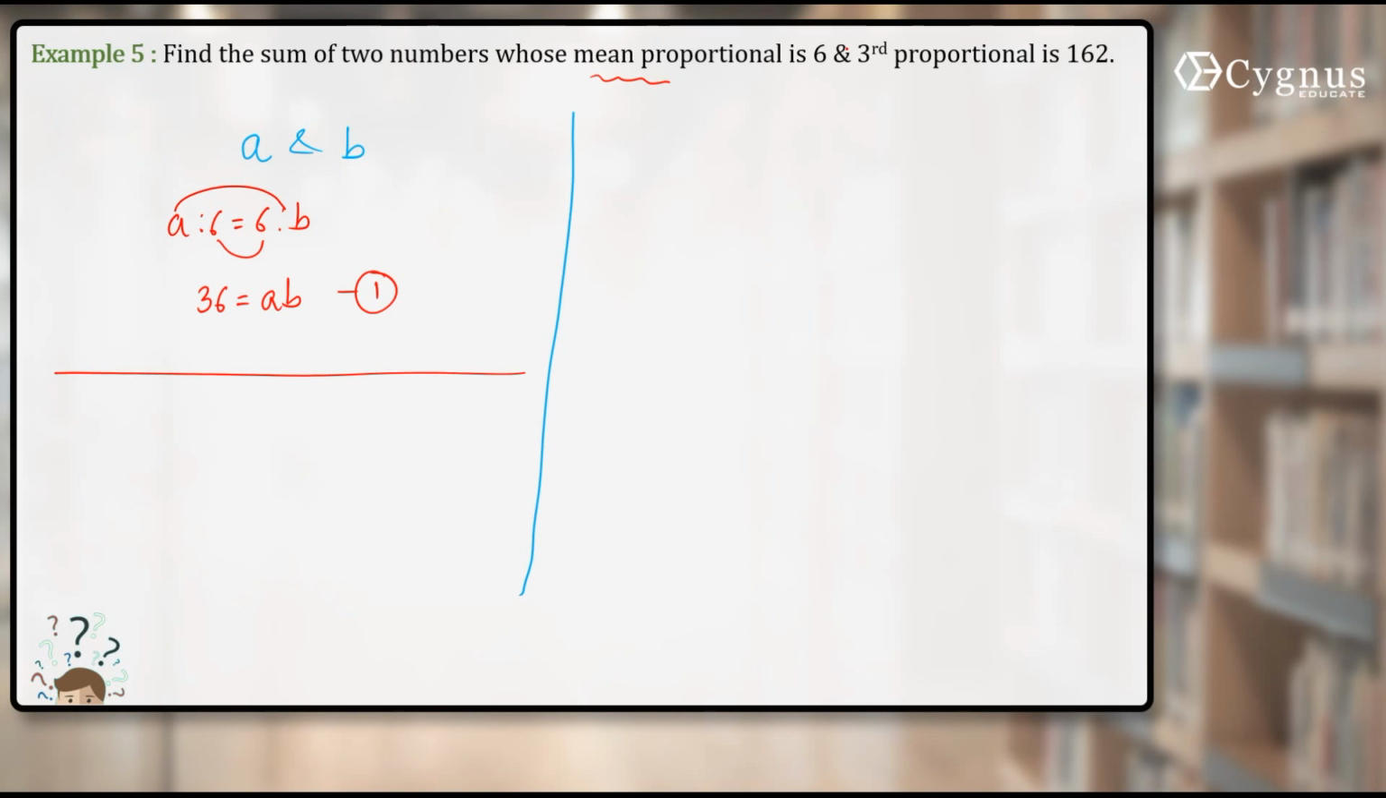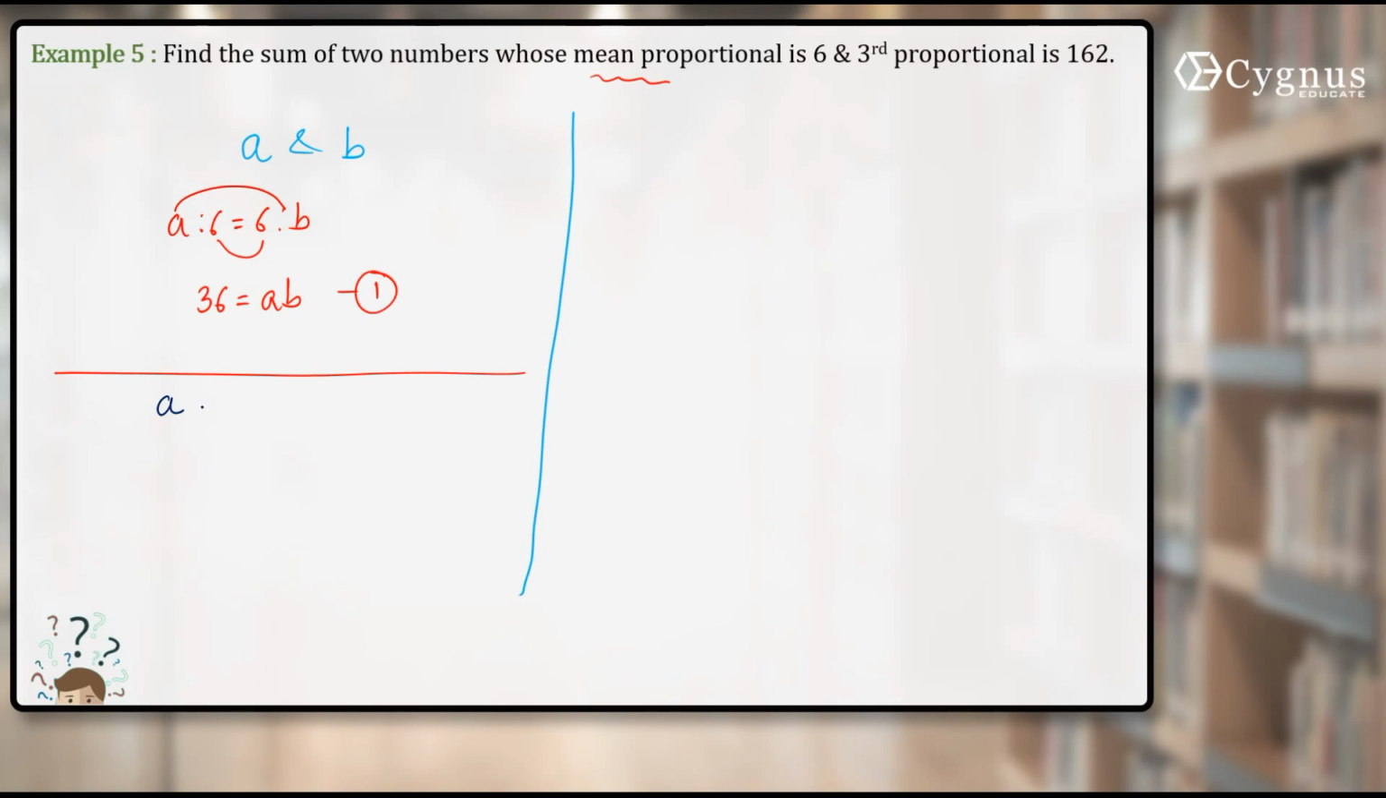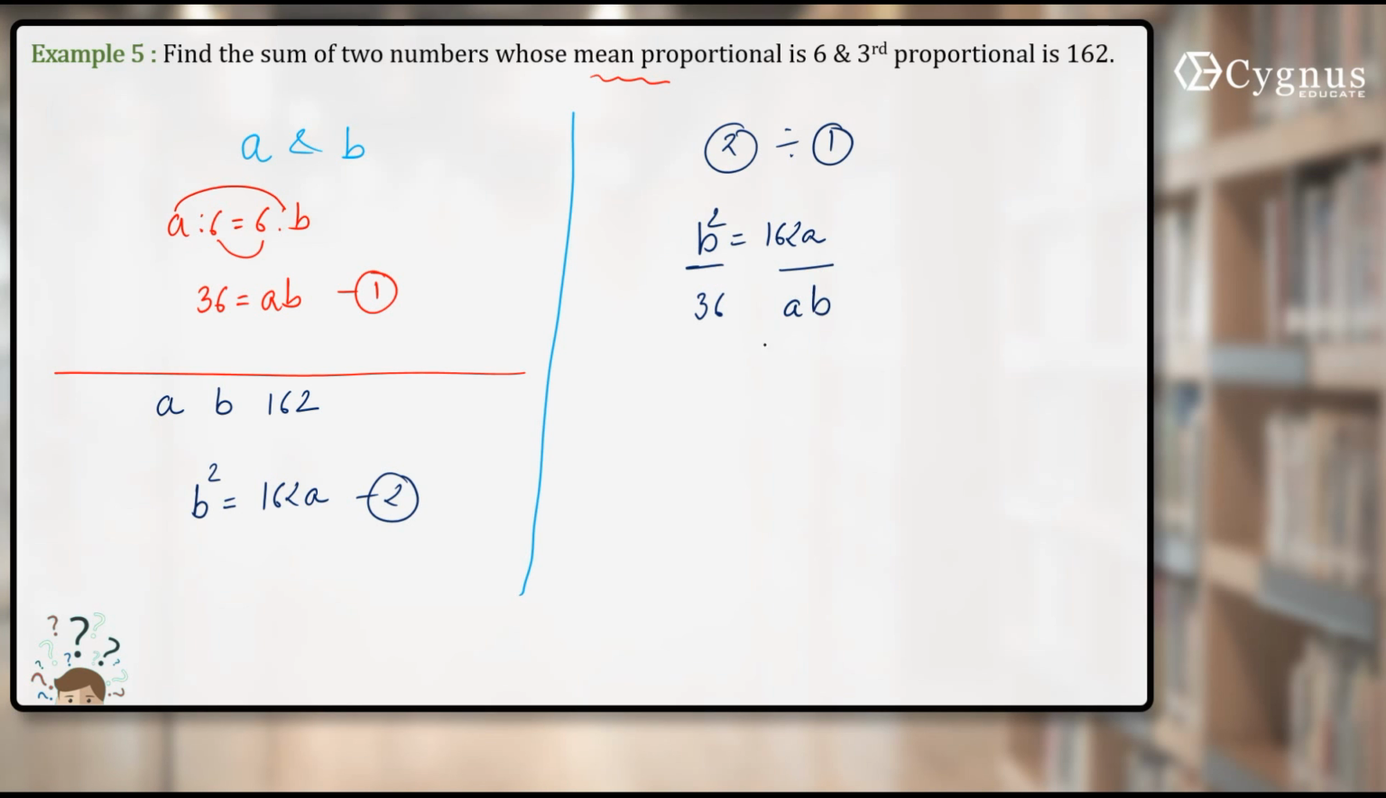What's the next part? And the third proportion is 162. So if the first number is A, second is B, and the third proportion is 162, how do we write it? B square, that is the middle one, must be equal to 162A. This is equation number 2. I'm looking for the value of what? A and B. If you divide the second equation by the first equation, how do we write it? B square is equal to 162A divided by the first equation, 36 by AB. This A will be cancelled out and you'll be left with what?